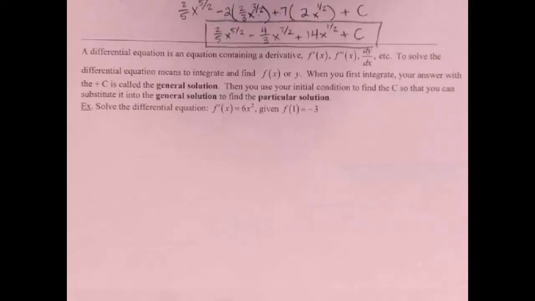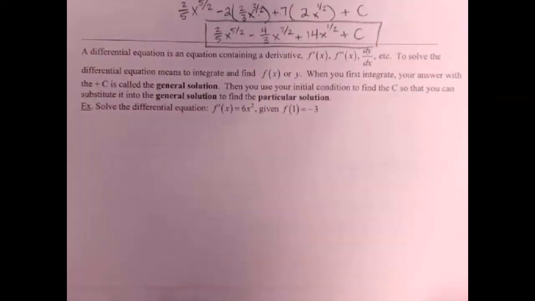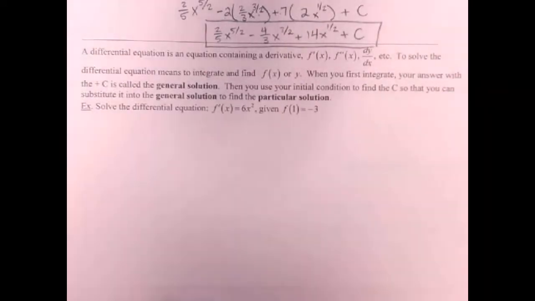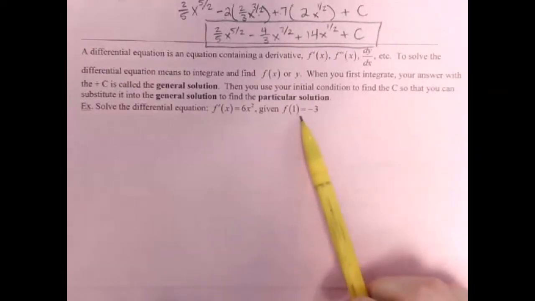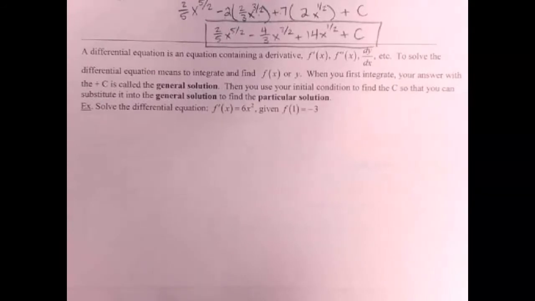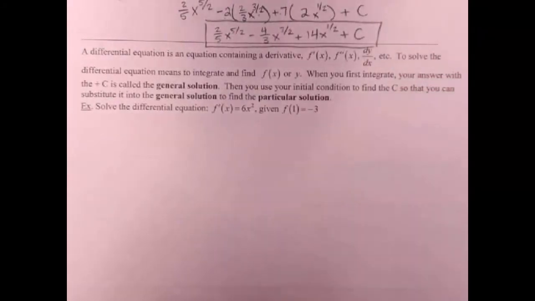All right, picking back up where we left off. What happens when I don't want to have this plus c as part of my answer? Well, if you're given a piece of information, some initial condition, you can use that piece of information to end up solving for the c value, and then you can get something that's called the particular solution instead of the general solution.